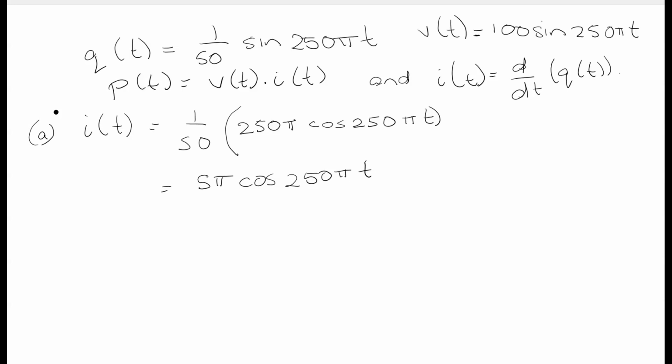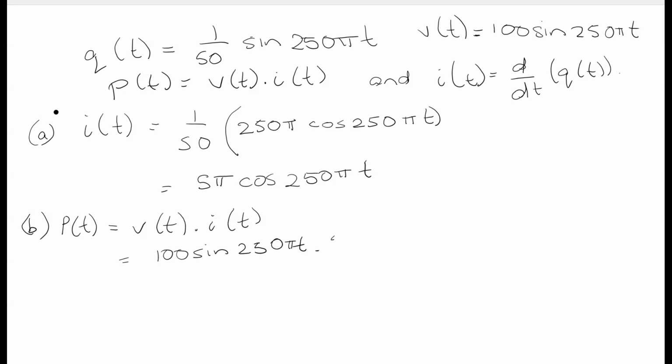Right, now for part B, you need to multiply V and I functions together. Okay, so the V function was 100 sine 250 pi t, and the I function, which you've just found, is 5 pi cos 250 pi t. Now the first little bit of simplification is to multiply the 5 pi times 100.